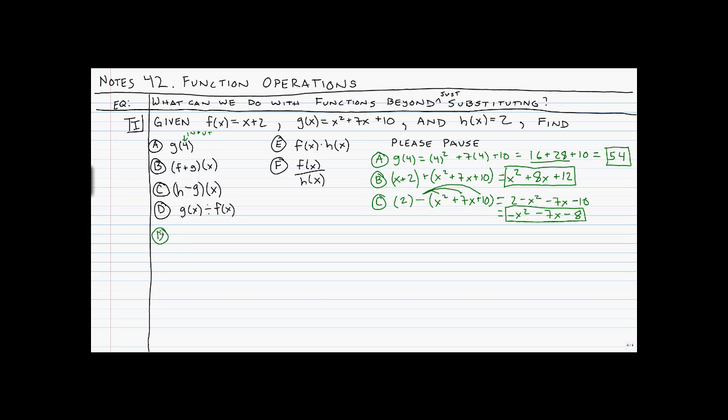D is the first place where it starts to get a little bit harder. We're going to divide g of x by f of x. Let's just go ahead and write it out. g of x, which is x squared plus 7x plus 10.